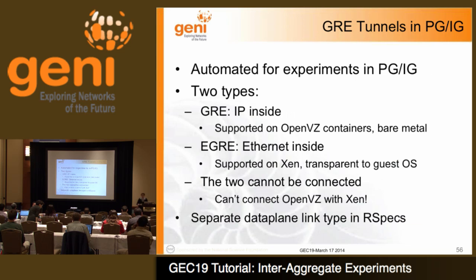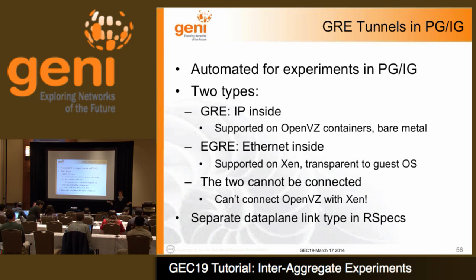In Proto-GENI AMs and Insta-GENI AMs, this can happen automatically for you. Just like you drew a link in Flack and said, I want this to be stitched, you can say, I want this to be a GRE tunnel. And depending on the type of resources you are using, you can have a GRE encapsulation that is transferring IP traffic inside or Ethernet inside. So basically, if you're using OpenVZs, then you get the GRE with IP inside. If you're using Xen VMs, then you get Ethernet inside.